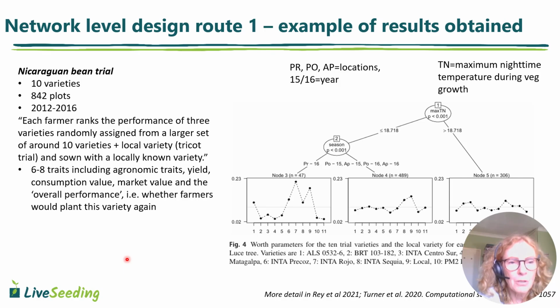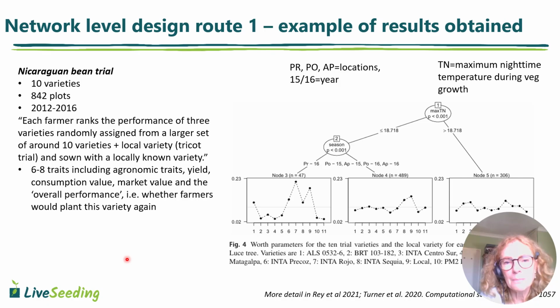And there, just a quote from that paper, it says, each farmer ranks the performance of 3 varieties randomly assigned from a larger set of around 10, plus a local variety, and that's a TRICO trial, sown with a locally known variety, yeah. So, in this particular trial, 6 to 8 traits were scored, agronomic yield, etc. You can see. And overall performance, which is really interesting with the farmer plant this again.